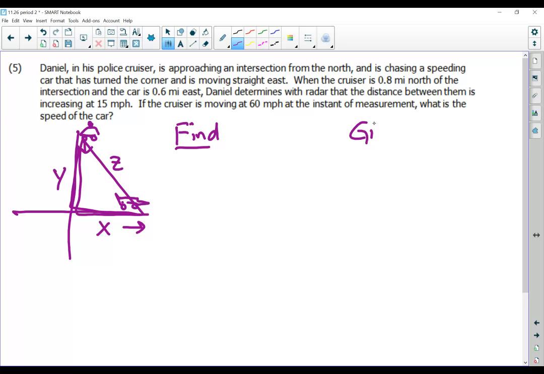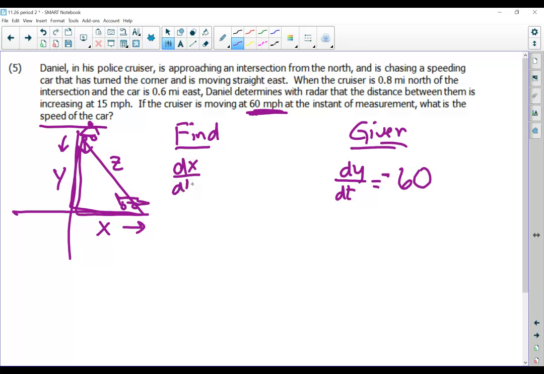Okay, so let's talk about our find and our givens. If the cruiser is moving at 60 miles per hour, so the cruiser is Daniel's car, I'm going to give it that dy dt is 60. Now I do need to think about the sign here. Because y is moving down, that would be a decreasing distance. We're going to call it negative 60. What we're trying to find is the speed of the car, which would be dx dt.